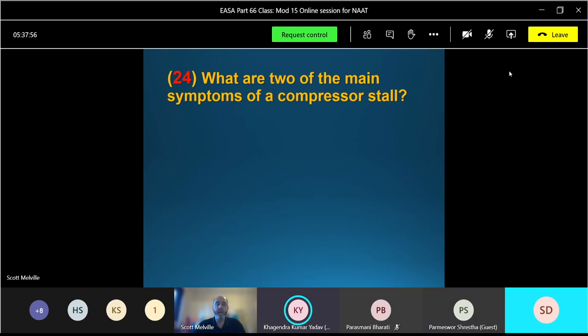Failure to accelerate as well. But again, we've only got a few there. So increased EGT, and also on your RPM gauge, you might see the needle sort of vibrating like that, fluctuating in conjunction with the spool vibrating as well. So definitely increasing EGT and maybe a fluctuating RPM gauge as well.